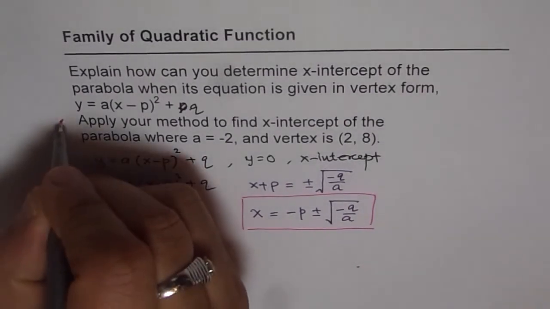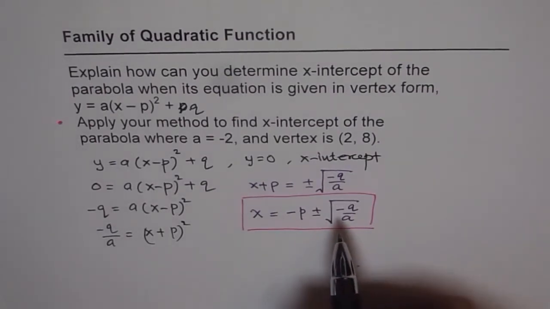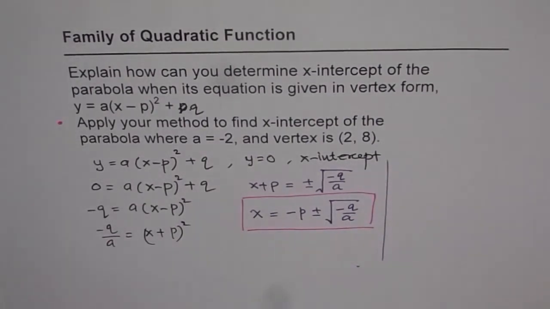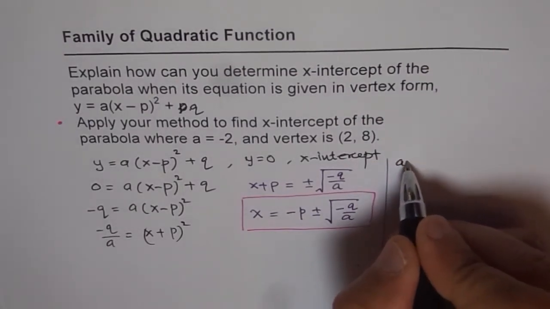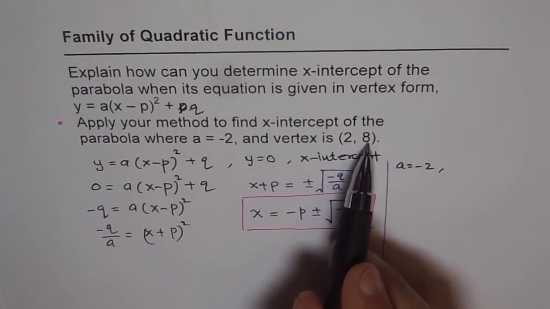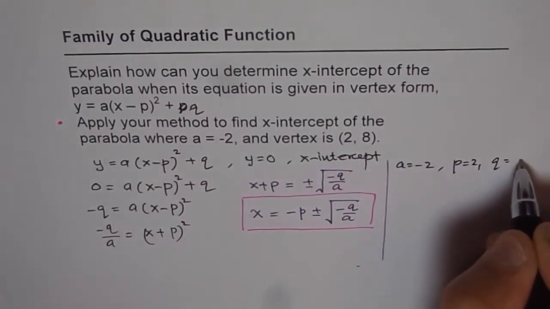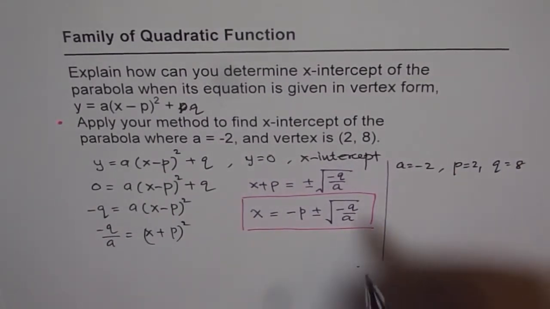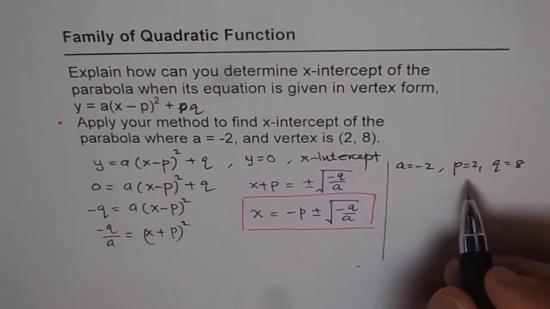Now let's do part B of the question, and that is to find the x-intercept given a and the vertex. We are given that a, the stretch or compression factor, is equal to minus 2, and the vertex is (2, 8), which really means the p value is 2. So p equals 2 and q equals 8. We need to just substitute these values and find. Do you see that? So when I substitute these values, what do I get?